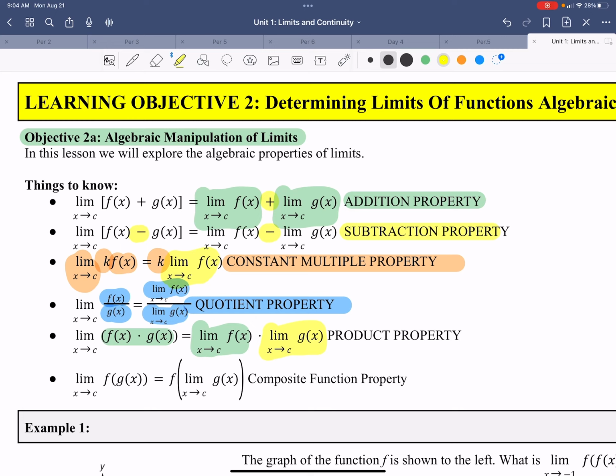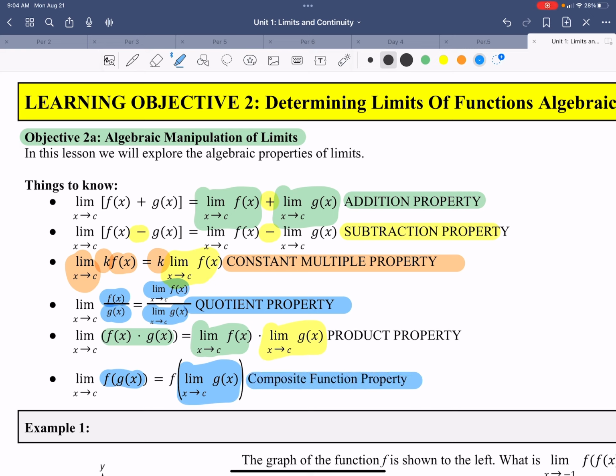And then we have the composite function property. Let's say you have f of g of x. You put the limit inside the first function, the outer function, and you take the limit of the inner function and then apply the outer function to that value. That's the composite function property.